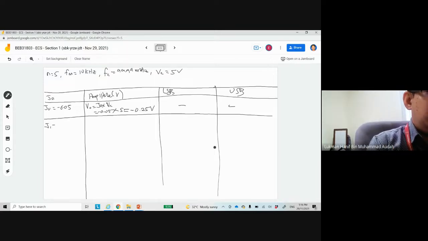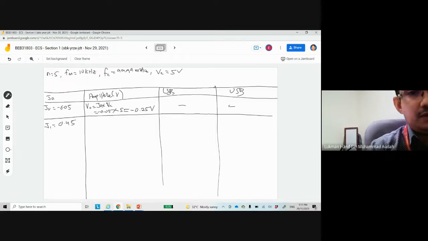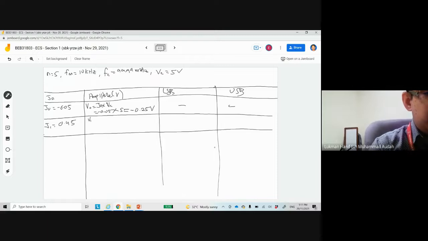J1 is equal to 0.45 from the table. Ini saya dapat daripada table. Dia bukan tiba-tiba muncul. Okay, so V1 is equal to J1 multiplied with VC. So this is 0.45 multiplied with 5. So we get this equal to 2.25 volt. And here is FC.